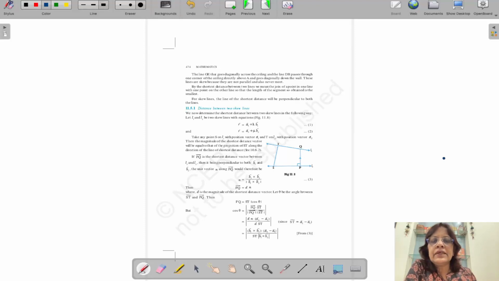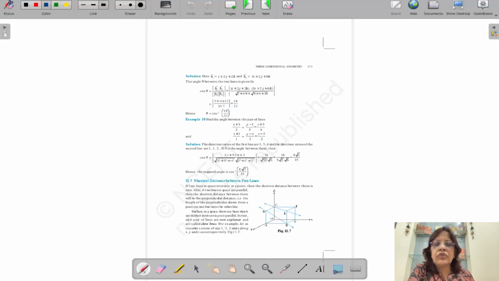Hello students. In this video we will see the next part of your straight line. Yesterday we did the line passing through a point and parallel to a vector, and we did its vector form and the Cartesian form. Then we did the equation of a line passing through 2 points. After that we did the perpendicularity condition of two lines.